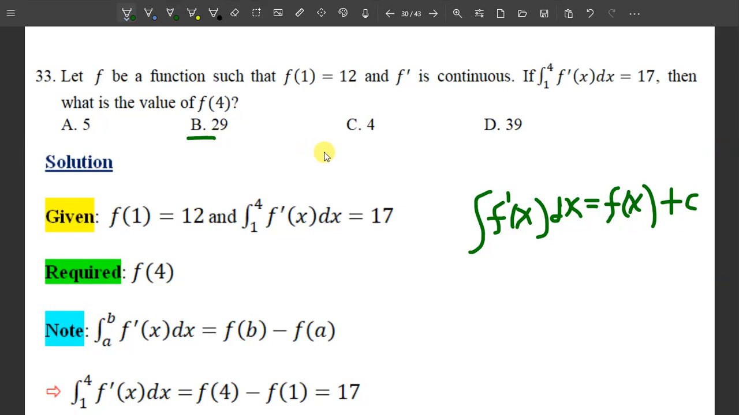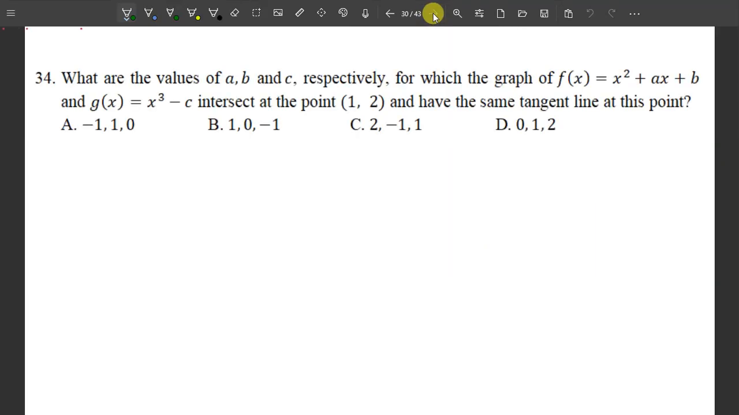Now it looks simple, but it might be difficult if we don't remember the rules or properties of definite integrals. Now let us go to the next question.